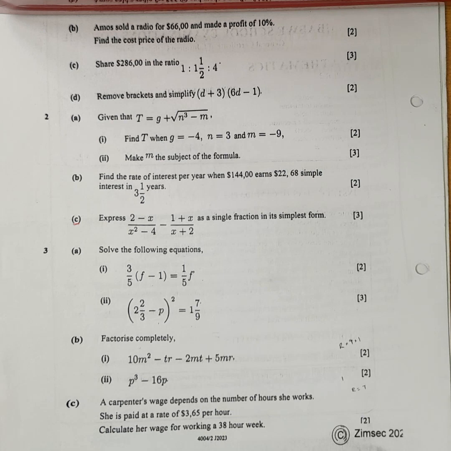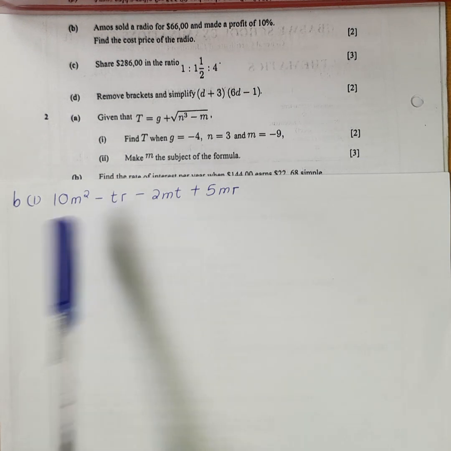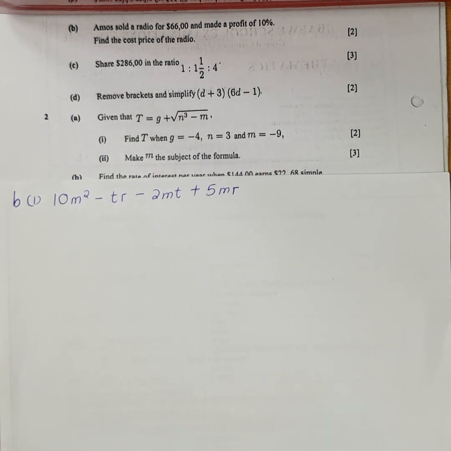We want to move on to an expression with 4 terms. We are going to use the question that was in June 2023, number 3B, part 1. It is saying 10m squared minus tr minus 2mt plus 5mr. We are supposed to factorize completely. On this question, we can't factorize without rearranging, because if we want to factorize 10m squared and tr, they don't have common factors to factor out.